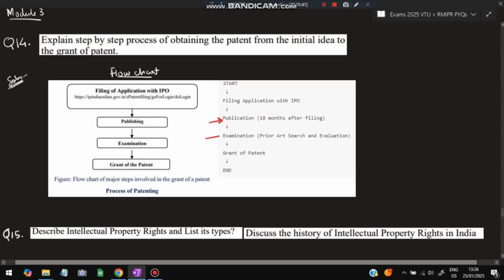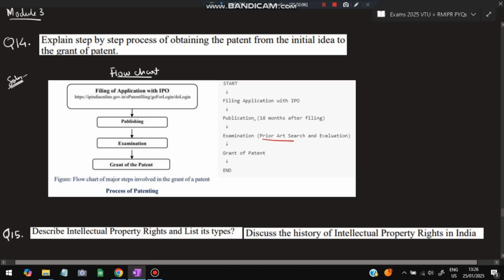The third thing is examination. A detailed examination is conducted by the IPO examiner. There will be an IPO examiner who will check these things. Prior art search. What does prior art search mean? It searches the existing patents and publications to check if something already exists, whether the innovation is new or not, whether the invention is obvious or not. And what is the applicability of that invention in industry, that will be checked.